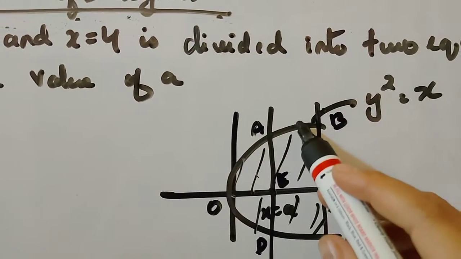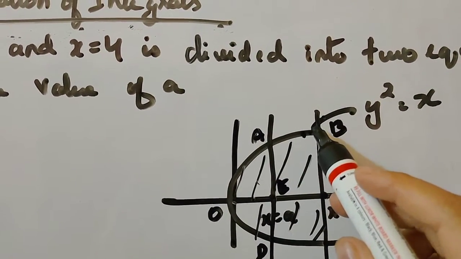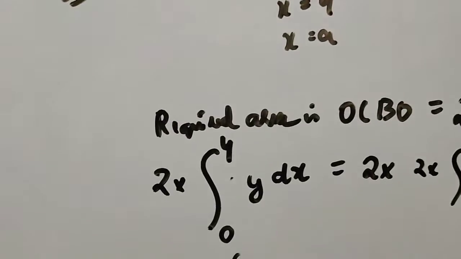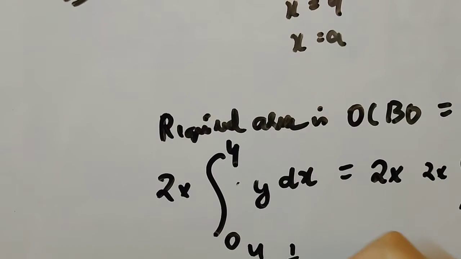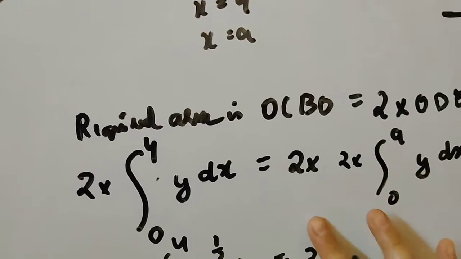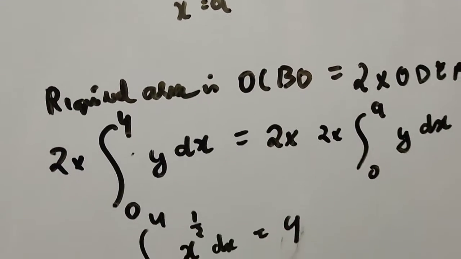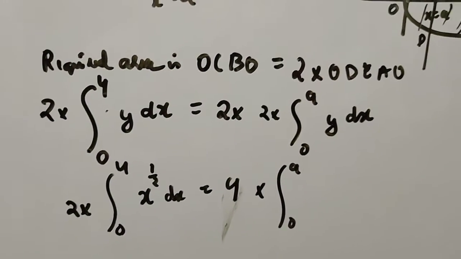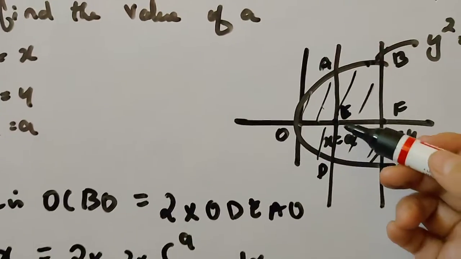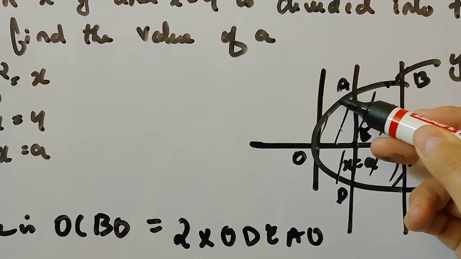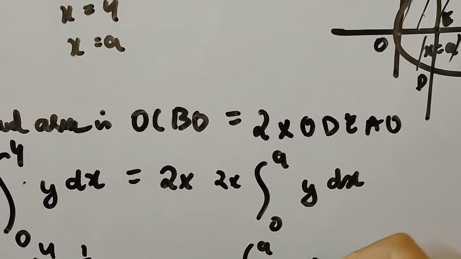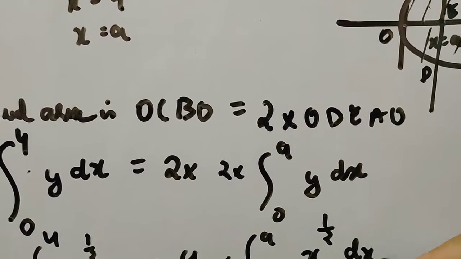Now this part, 2 into y. Since 0 to 4 is bounded by this parabola, from here my y will be root x, which is x to the half, dx. The 2 into 2 will give me 4, so simply I can write 4 into the integral from 0 to a of y dx. This line, for this area also enclosed with this parabola, my y value will be this.